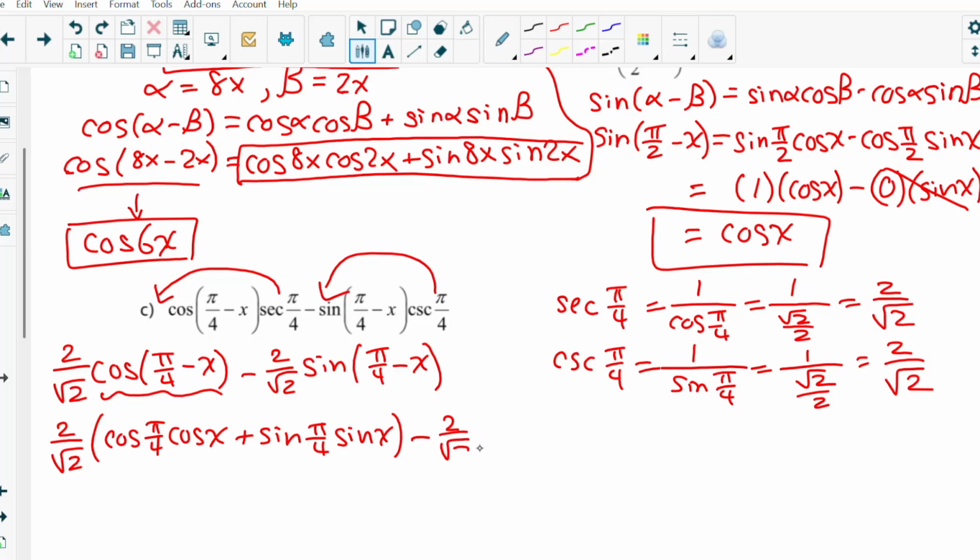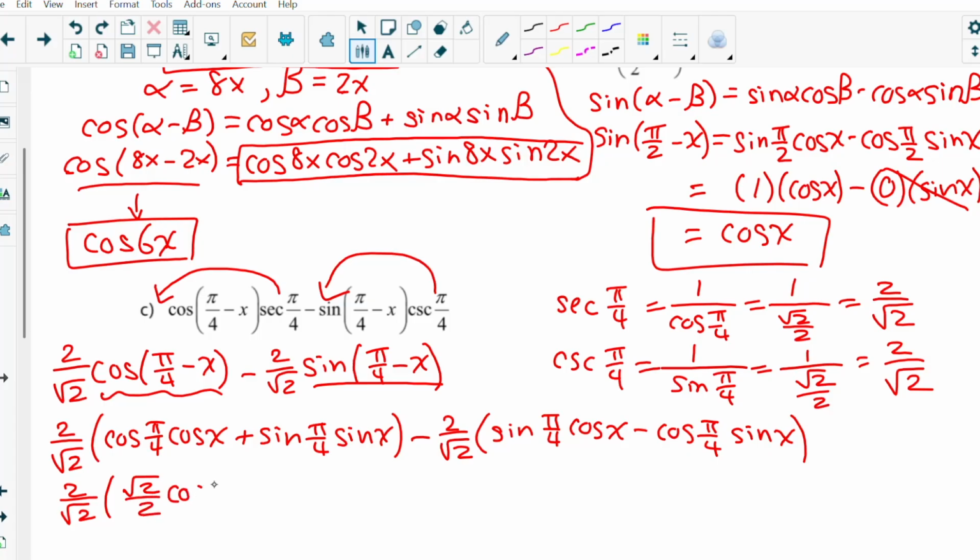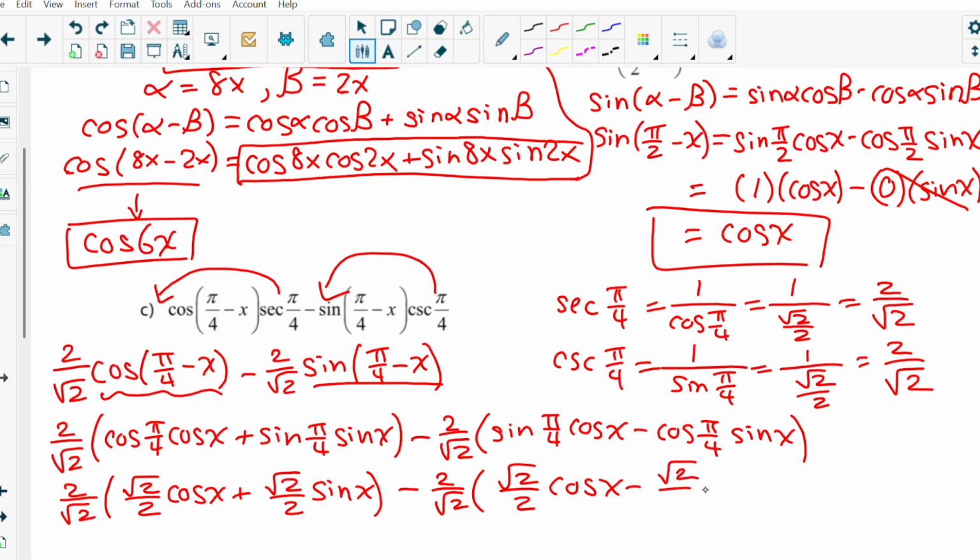minus 2 over square root of 2 times, this is the sine difference identity, so that is sine of pi over 4 cosine of x minus cosine of pi over 4 sine of x. Let's evaluate all the stuff inside the brackets. Cosine of pi over 4 is square root of 2 over 2, and cosine of x is just cosine of x, plus sine of pi over 4, square root of 2 over 2, times sine of x, minus 2 over square root of 2 times sine of pi over 4, square root of 2 over 2, cosine of x, minus cosine of pi over 4, which is square root of 2 over 2, sine of x.